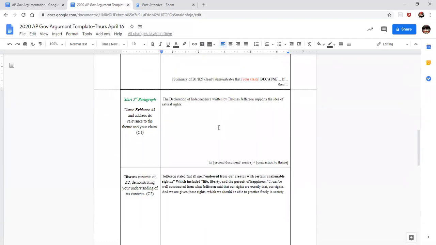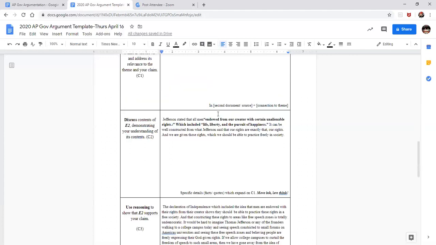I've moved on to my second piece of evidence, the Declaration of Independence written by Thomas Jefferson, which supports the idea of natural rights. So that's me explaining the Declaration of Independence. Our creator gave us certain unalienable rights, as Jefferson said, and when we are given those rights, we should be able to practice them freely in society. To think that things like liberty would be infringed upon because speech might be obscene or might hurt people's feelings clearly goes against Jefferson's ideas of natural rights.